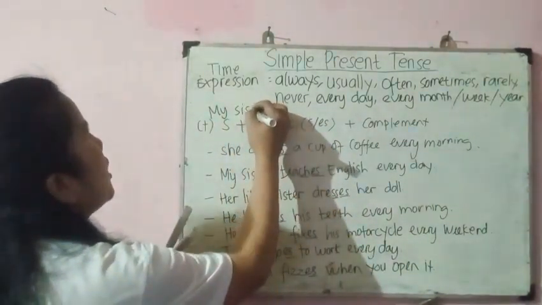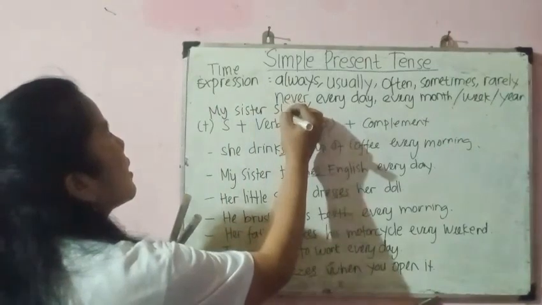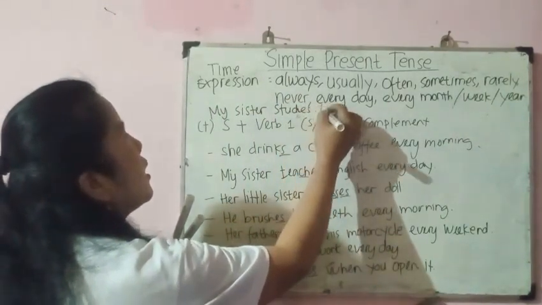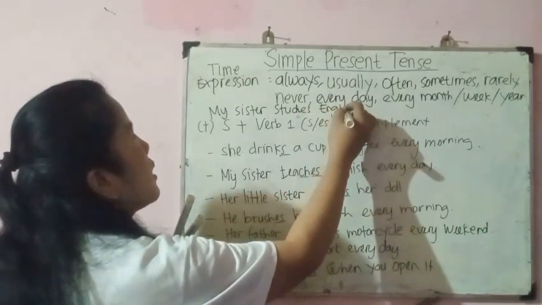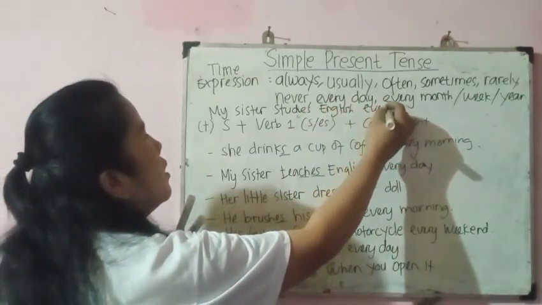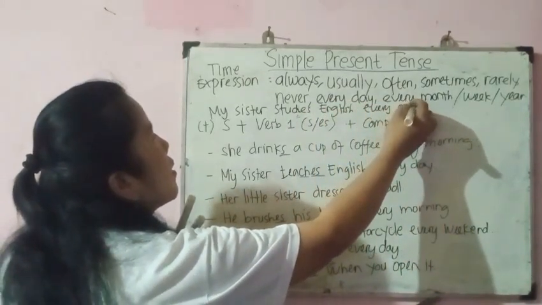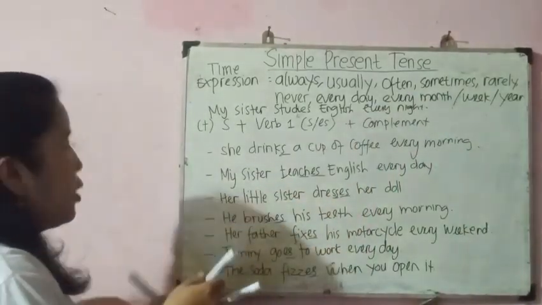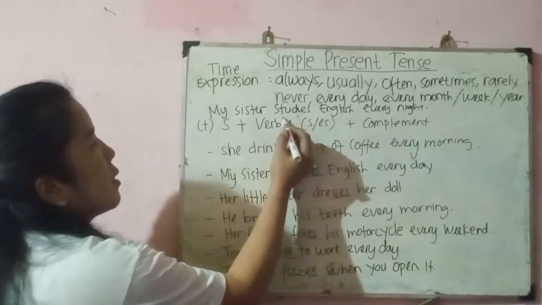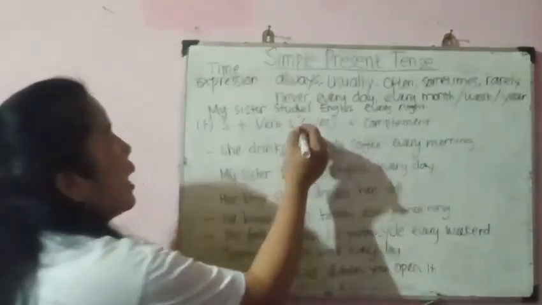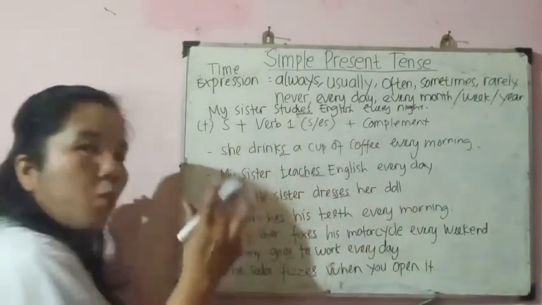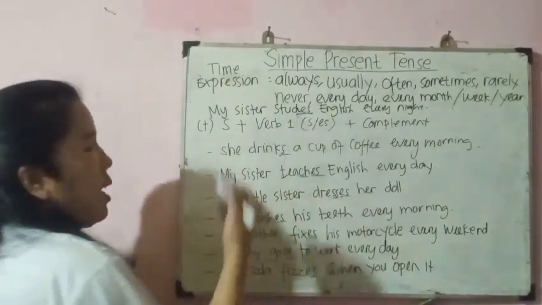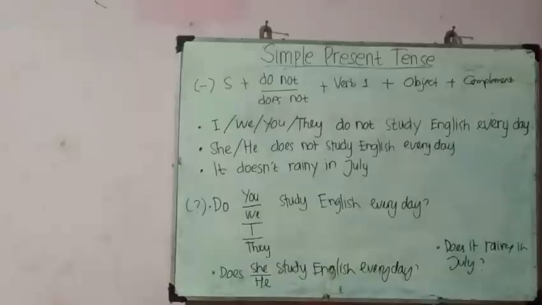And the last, for the verb ending in y, for example, my sister studies English every night. Okay, for the subject my sister, the verb study becomes studies. We change y to the letter I and add es at the end of the verb.